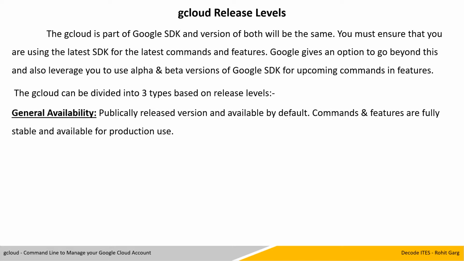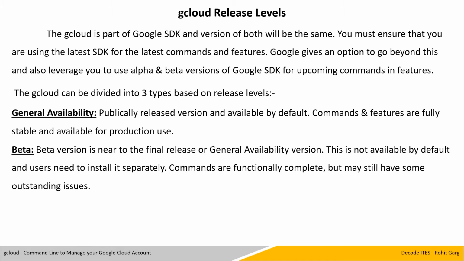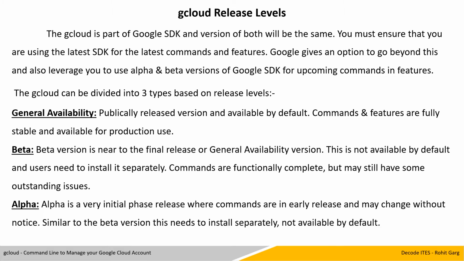General availability: the publicly released version, available by default. Commands and features are fully stable and available for production use. Beta: the beta version is near to the final release or general availability version. This is not available by default and the user needs to install it separately. Commands are functionally complete but may still have some outstanding issues. Next is alpha. Alpha is a very initial phase release where commands are in early release and may change without notice. Similar to the beta version, this needs to be installed separately and is not available by default.